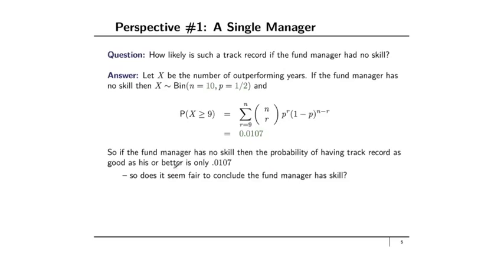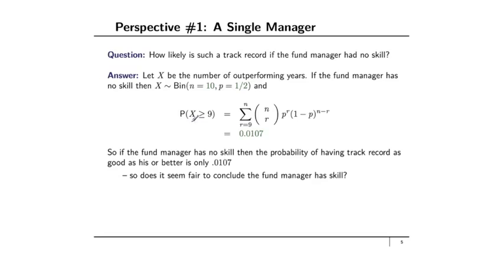How likely is such a track record if the fund manager had no skill? Well, to answer this, let x be the number of outperforming years. If the fund manager has no skill, then x is going to be binomial with n equals 10 and p equals a half.